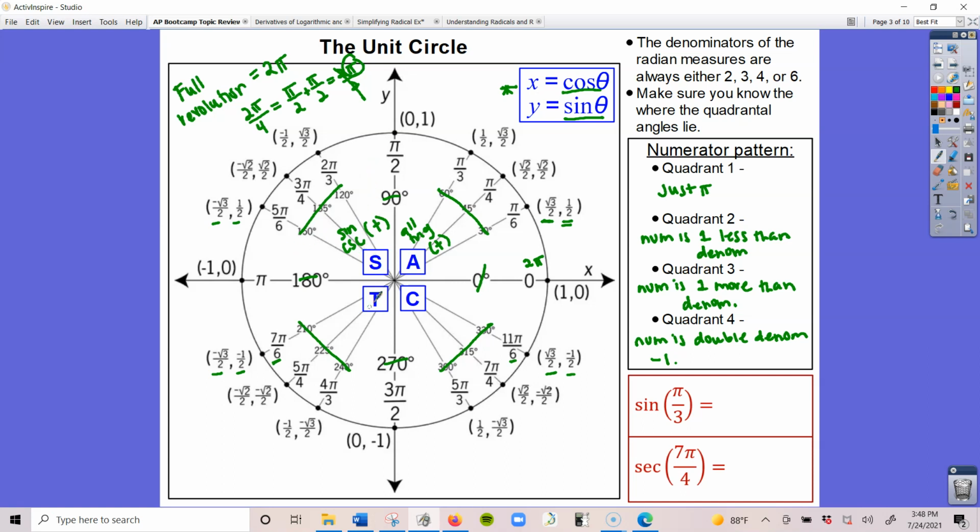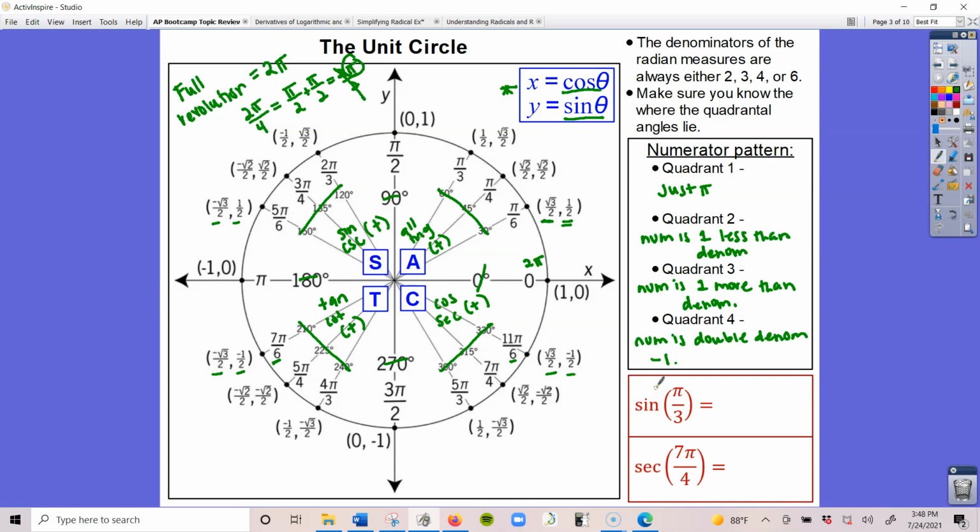Quadrant 3, T stands for tangent. So if tangent is positive, then cotangent must be positive as well. And finally, C in quadrant 4 stands for cosine. So if cosine is positive, then its reciprocal secant must also be positive. So that's why we try to remember what quadrant our angles are in, so we know exactly whether our trig function will be positive or negative.